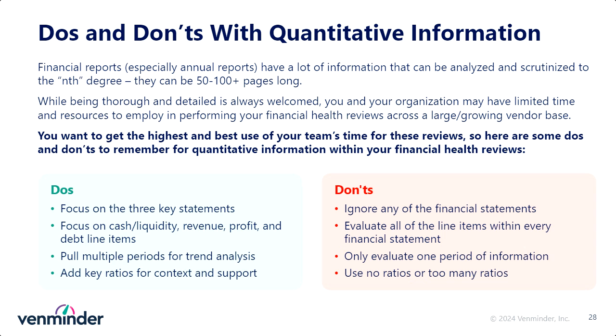So focus on those three key statements, focus on cash, liquidity, revenue, profit, and debt, and then pull multiple periods for trend analysis and add key ratios for additional context and support. And definitely don't just use one piece of information, and do not drown in the data or use no ratios to support your review. So hopefully these are some quick do's and don'ts you can implement or use as a reminder when you're doing these vendor financial reviews so you're not overwhelmed going through the exercise.